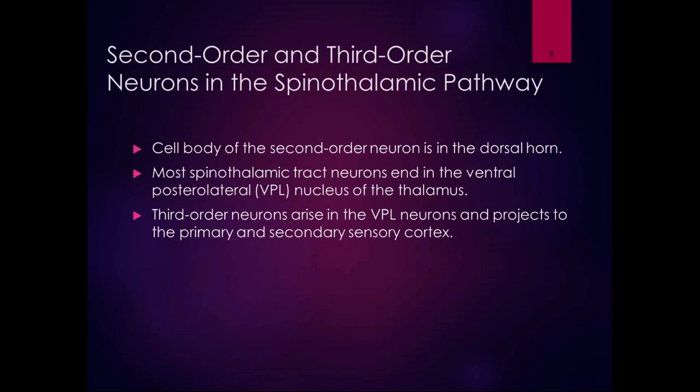The third order neurons arise in that ventral posterolateral nucleus in the thalamus and project to primary and secondary sensory cortex, which is going to interpret that information. So I like to think of the thalamus.